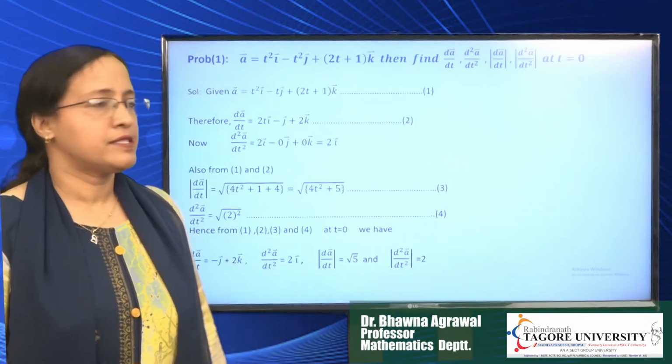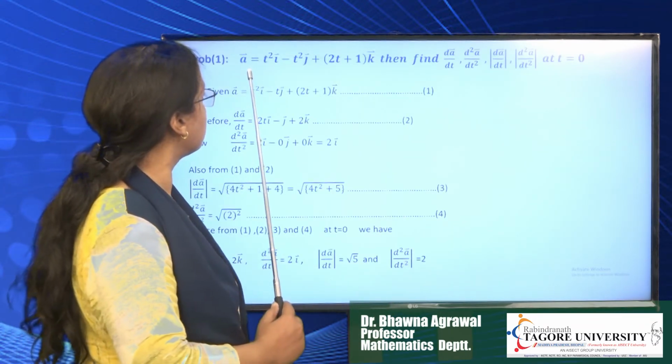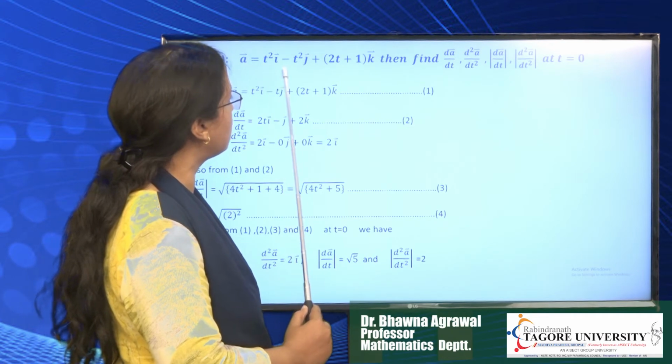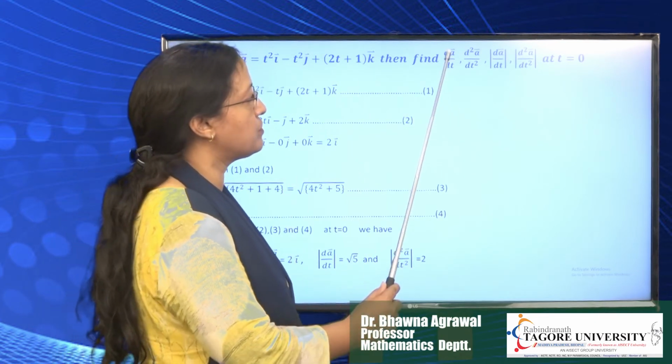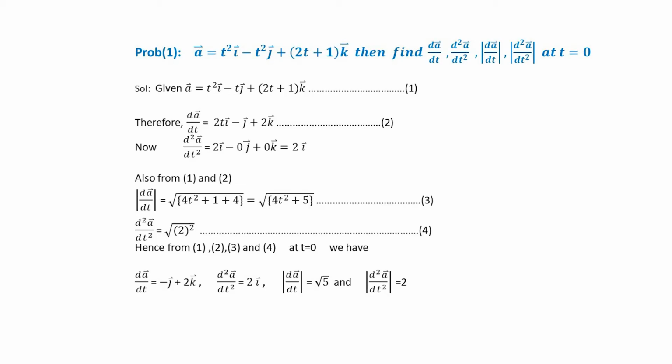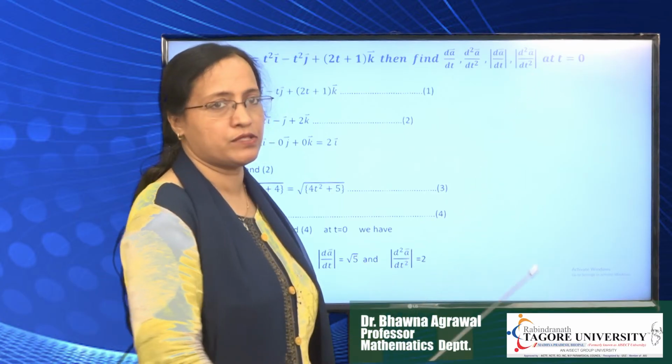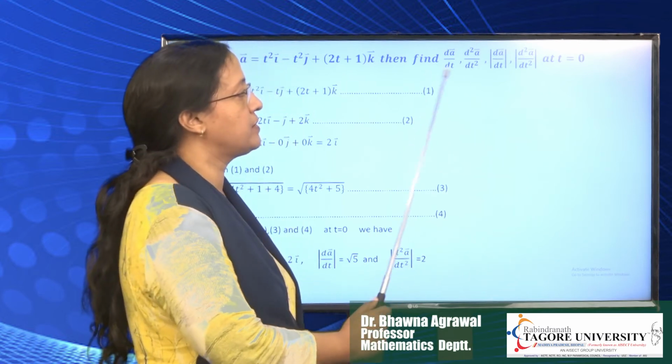Now, let us take some problems here. A vector is given by this equation. You have to find the single differentiation, double differentiation, and the modulus of each at t equal to 0.